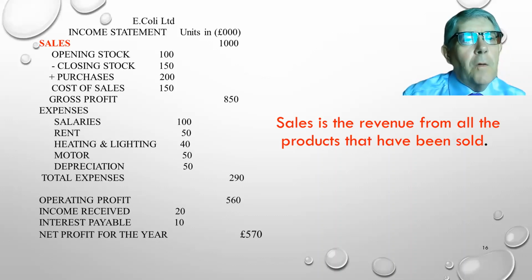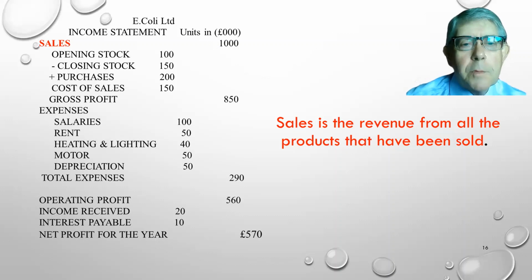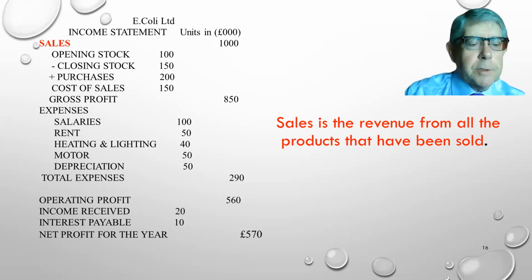So to start off with, we're dealing in units of thousands. Right. So sales is the revenue from all the products that have been sold. So sales for E. coli Limited were £1 million.